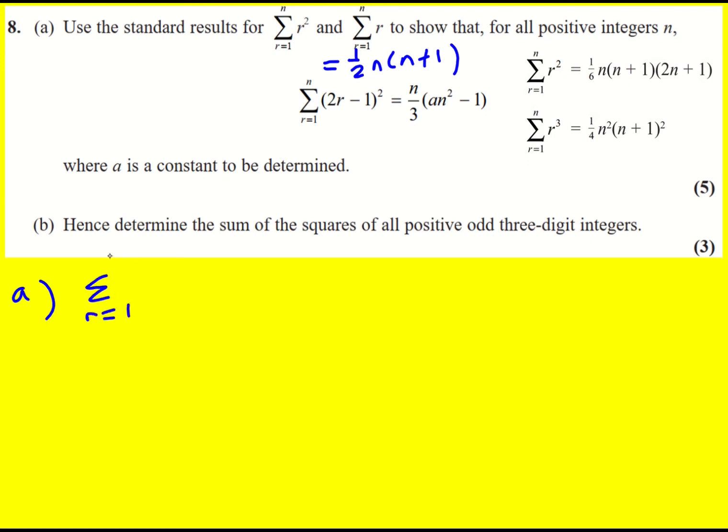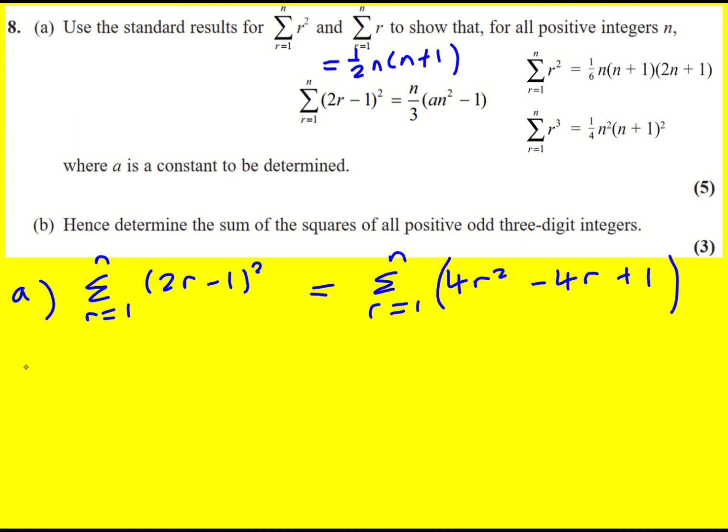We've got the sum from r equals 1 to n of 2r minus 1, all squared. And the first thing I can do is expand that bracket. It's going to give me 4r squared minus 4r plus 1. Technically, there's a bracket around this one. And now I can separate it into the different summations. So I can bring the constants out of the summation, remember? Because I can either times each term by 4 and add them up, or I can just add them all up and times by 4. I'm factorizing it out, essentially.